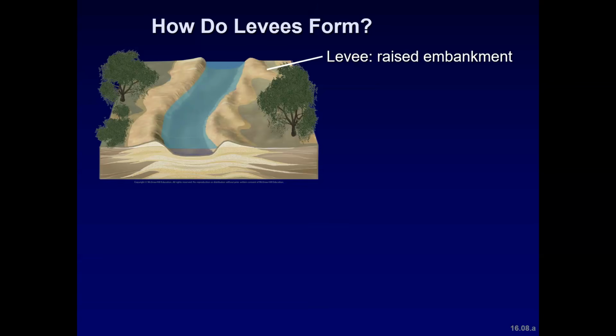These are natural levees. And how do they form? Well, a levee is a raised embankment commonly seen on both sides of a stream. It has sediment similar to the material in the channel. It's going to be coarser than a floodplain.